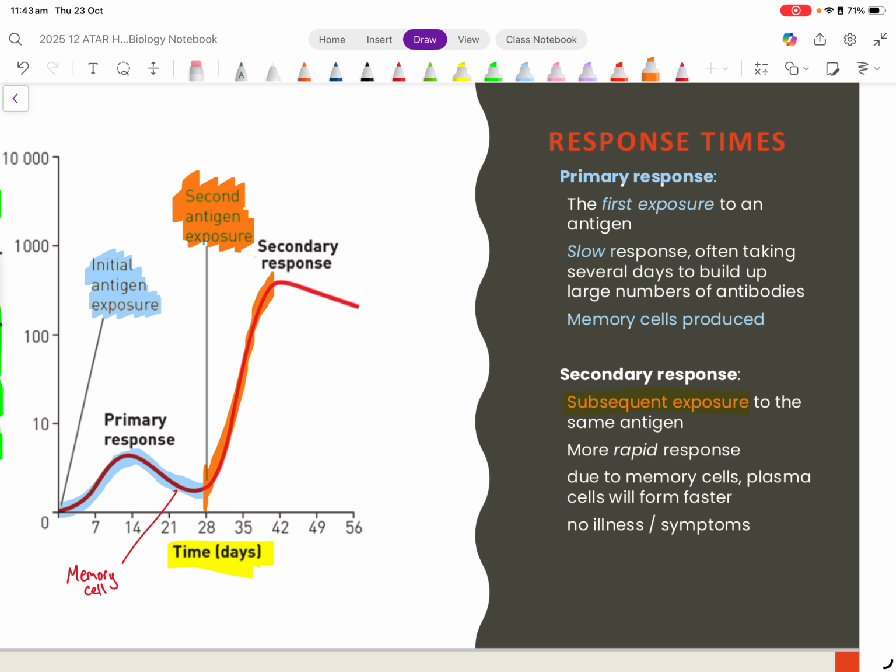What we have with this secondary response, however, is that this is a very rapid response, and it's because memory cells are already present, so plasma cells are going to form faster as those memory cells divide. And for us, the great thing is we rarely exhibit any instance of illness or symptoms.